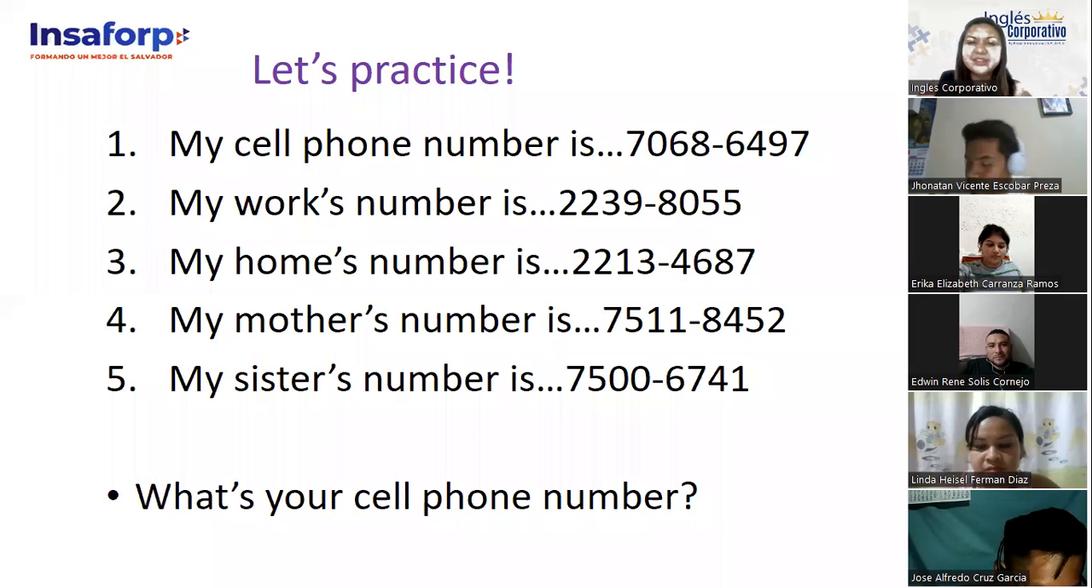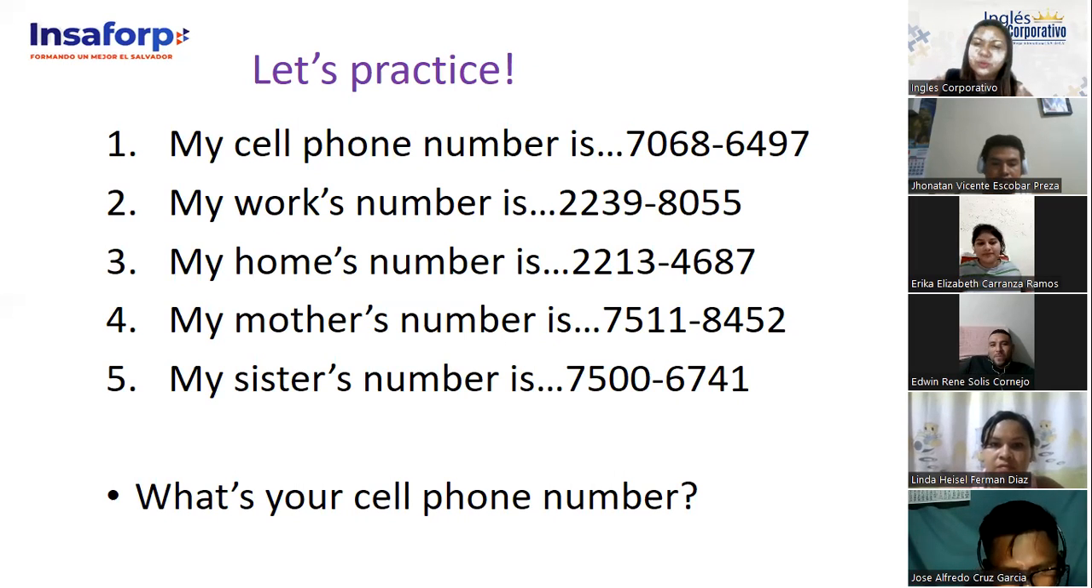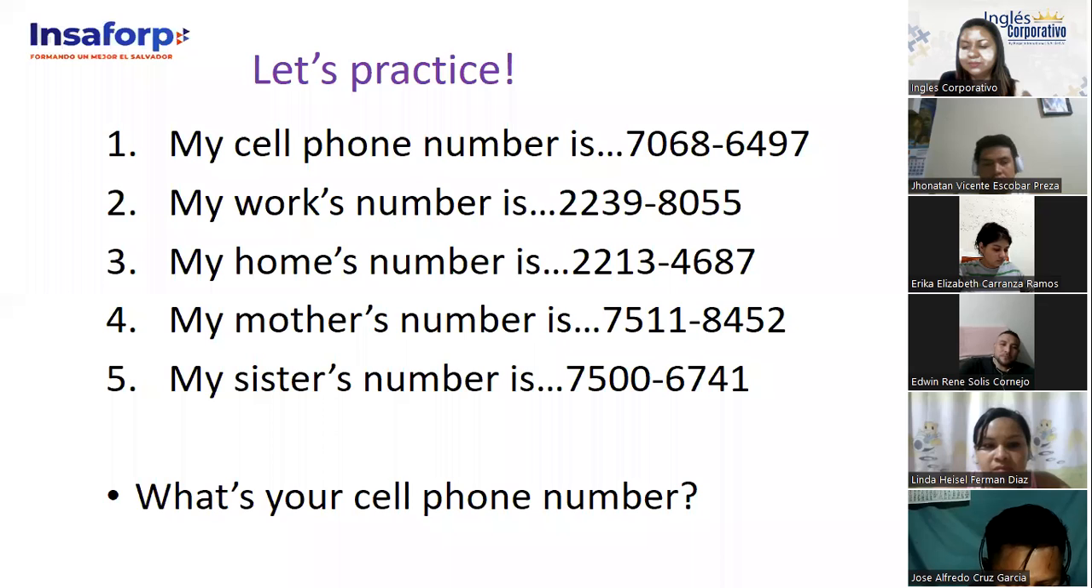Erika Carranza, what's your cell phone number, Erika? My cell phone number is 7092-0812. Okay, I'm going to repeat. 7092-0812. Correct. Okay, thank you. Let's see, Jose Alfredo Cruz. What's your cell phone number, Jose? But please activate your microphone. We don't listen. What's your cell phone number, Mr. Cruz? My cell phone number is 7625-8606. Okay, it's 7625-8606. Correct.